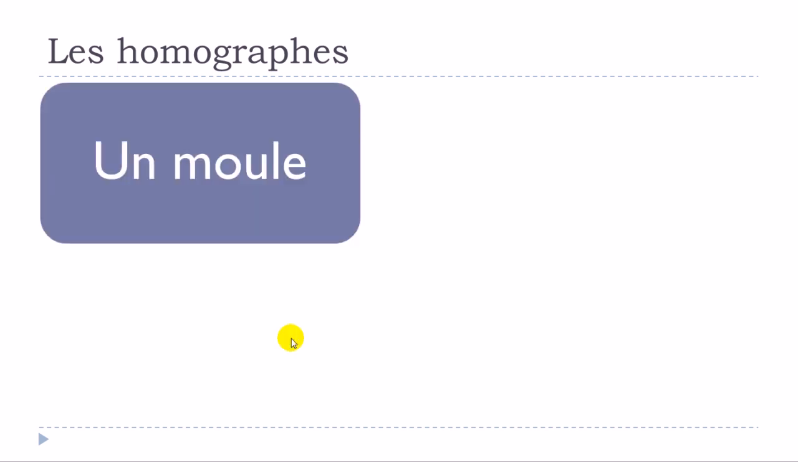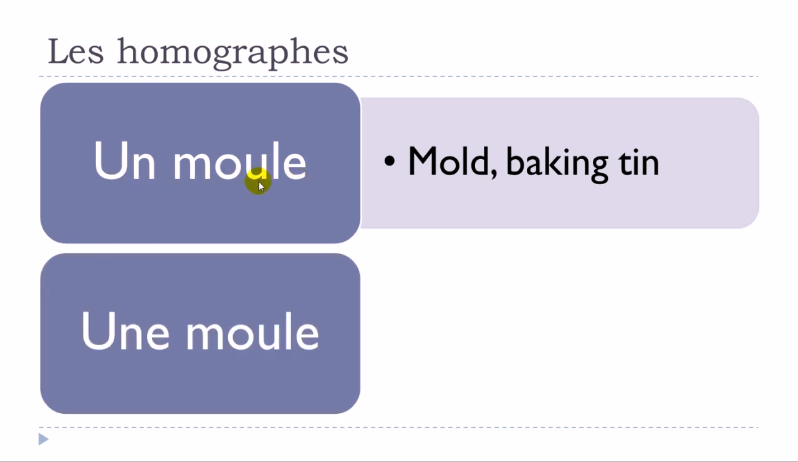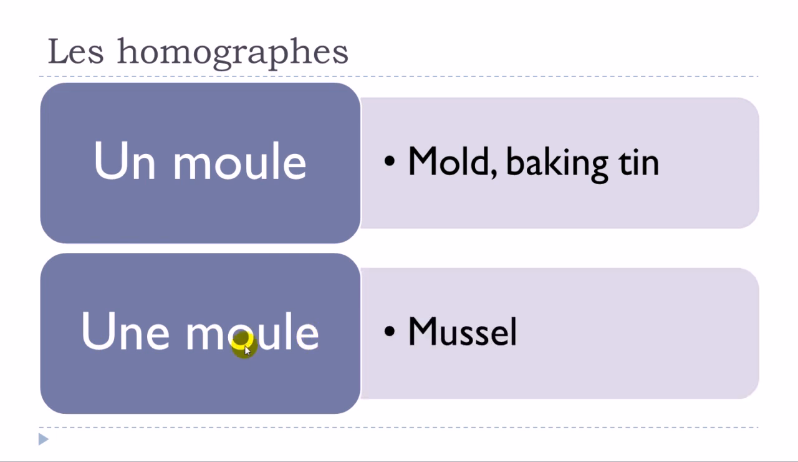Okay, so let's see the second now. Un moule, okay, and you've got here the meaning. Un moule, and the feminine form, une moule, all right. Une moule, okay, keep in mind you pronounce them the same way, but as you can see the meaning is different.